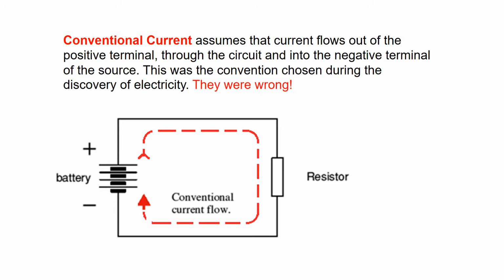But later on, it was found that this convention is wrong because the current flows, or the electron flows, or the negative charge flows from the negative terminal of the battery. So we'll discuss that in the next slide. The conventional current, however, is assumed to flow from the positive terminal of the battery, flow out, and then come into the negative terminal.